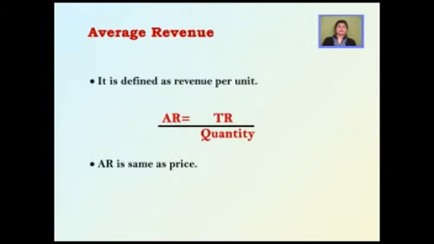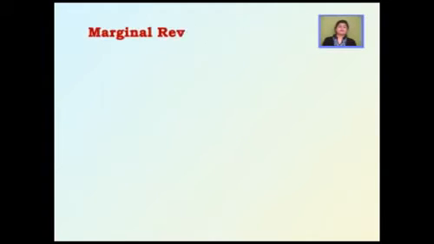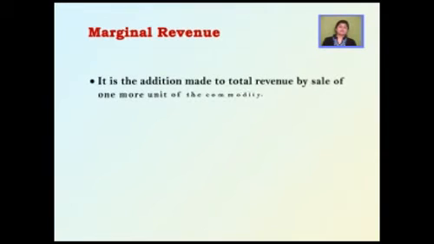Now let's talk about marginal revenue. Marginal revenue is the addition made to total revenue by sale of one more unit of the commodity, and it can be calculated as total revenue of the nth unit minus total revenue of the (n minus 1)th unit. That is, from each successive unit, we subtract the previous one, and we will get the marginal revenue. What is the change in total revenue due to the sale of one more unit? So now I hope that it is clear to you how to calculate AR, MR and TR.